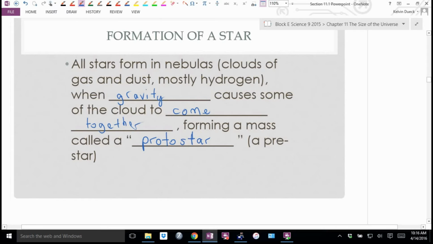You may have heard the word prototype, which is like we haven't built it yet. This is our first attempt at seeing what it looks like. This is a protostar, a pre-star. You got everything in place, it just hasn't happened yet. Okay?